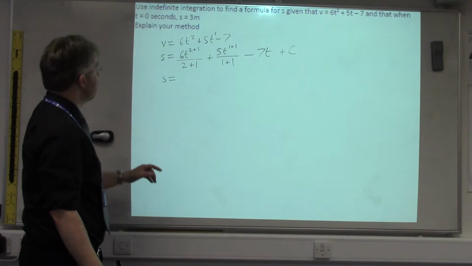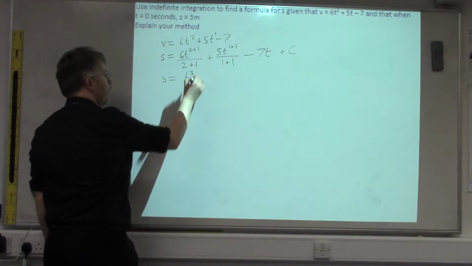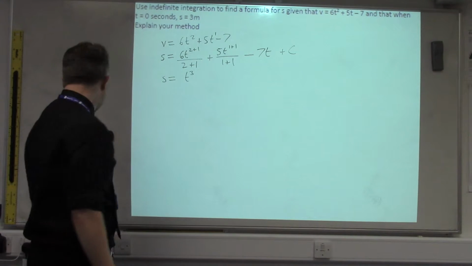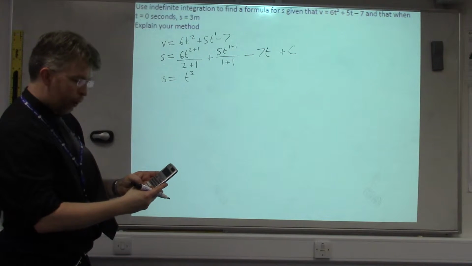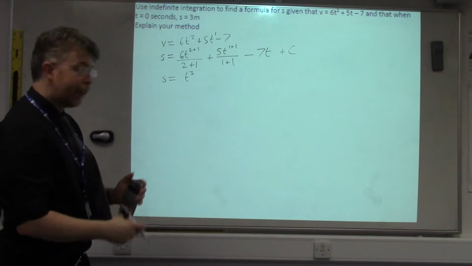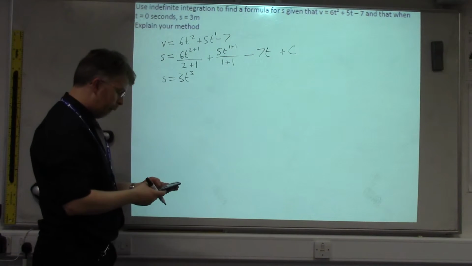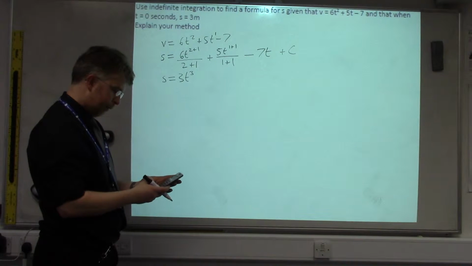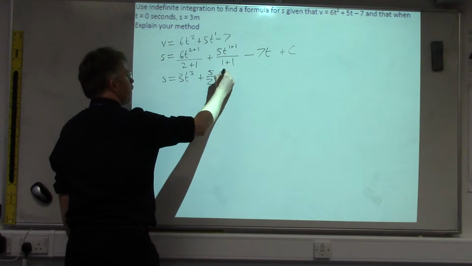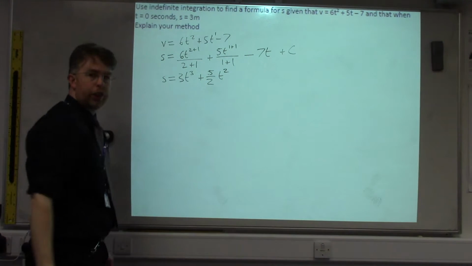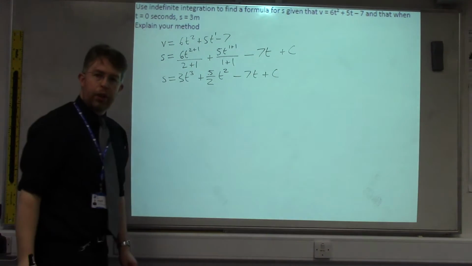So S equals, simplify, so 2 plus 1 is cubed, 6 divided by 2 plus 1, we can do in the calculator, 6 divided by 3 is equal to 2, so we get 2t cubed. 5 divided by 1 plus 1 is 5 over 2. 1 plus 1 is 2, so we get 5 over 2 t squared minus 7t plus c.